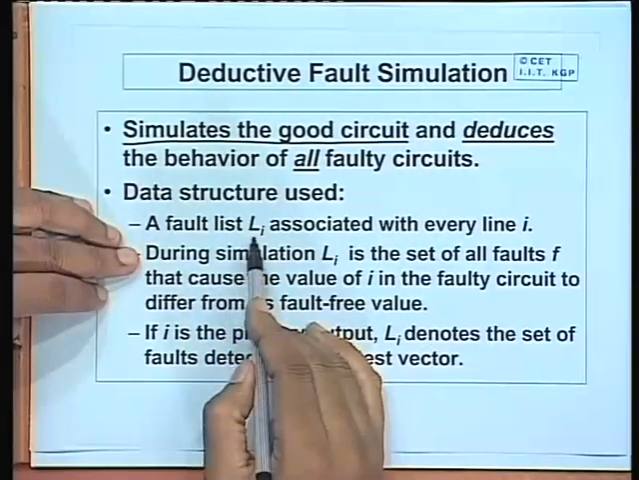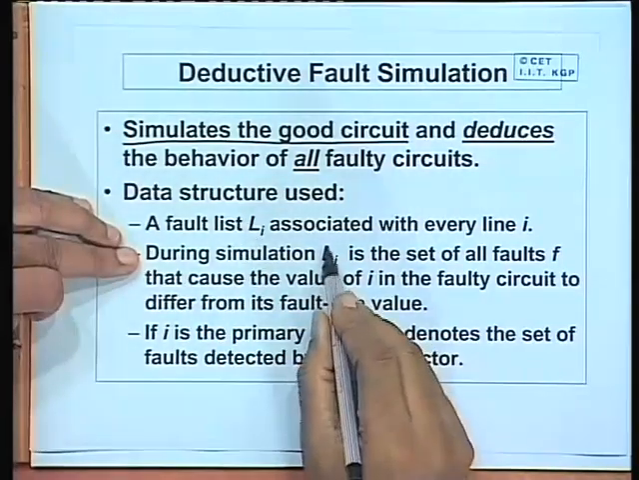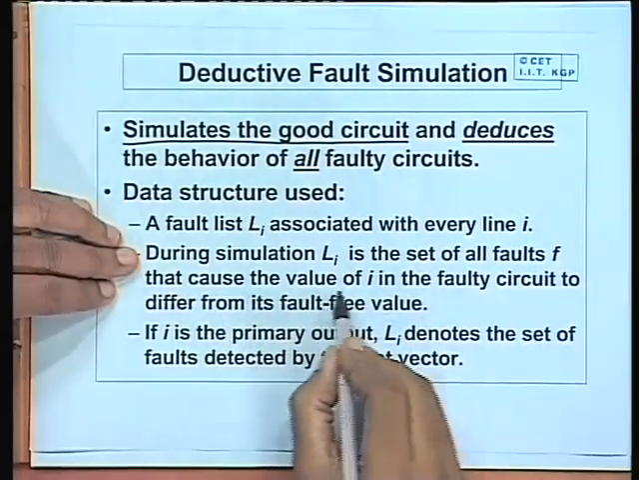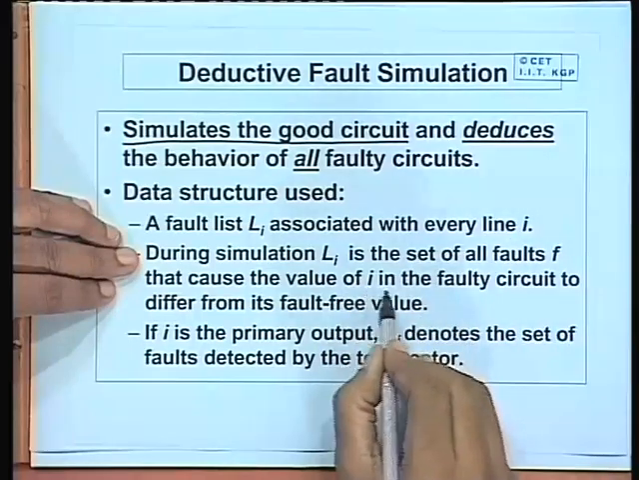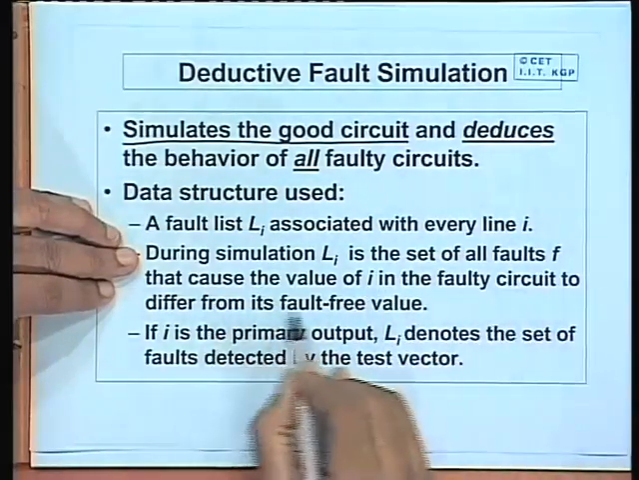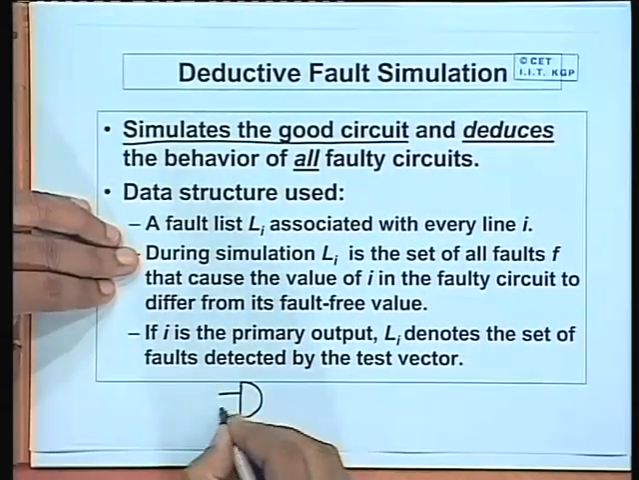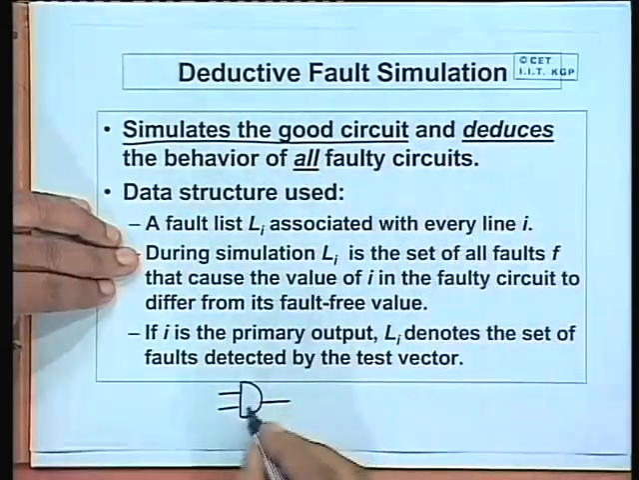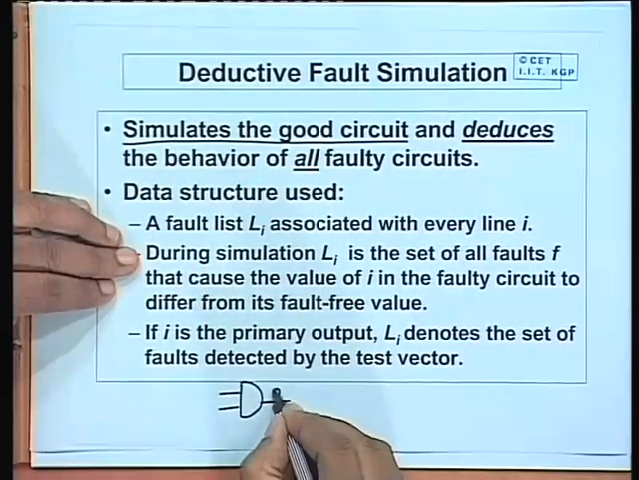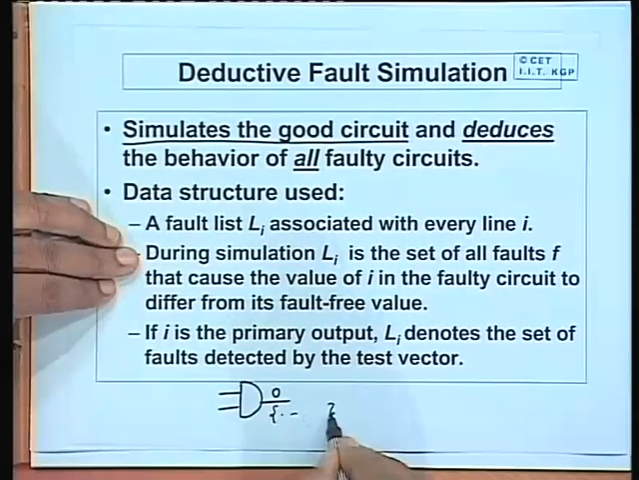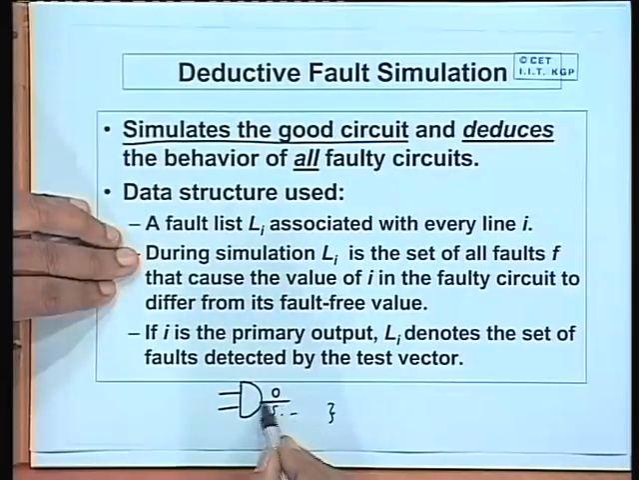During simulation, the interpretation of Li is that this Li will contain the set of all faults that will cause the value of the line I in the faulty circuit to differ from the fault free value. Which means if you have an AND gate for instance, and the good value simulation says that the output value is 0, the fault list for this output will contain all those faults which will result in this gate output value to be 1, the other value.